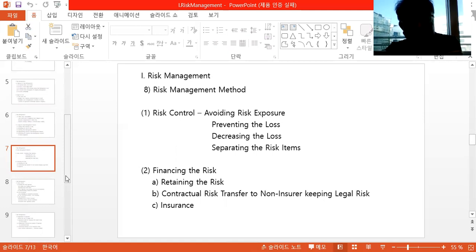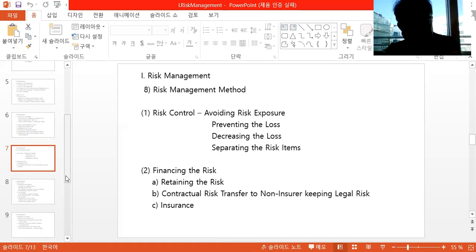Again, there's the risk management method. The first one is risk control. You're avoiding risk exposures, preventing the loss, decreasing the loss, or separating the risk items. We're going to discuss that a little further later.